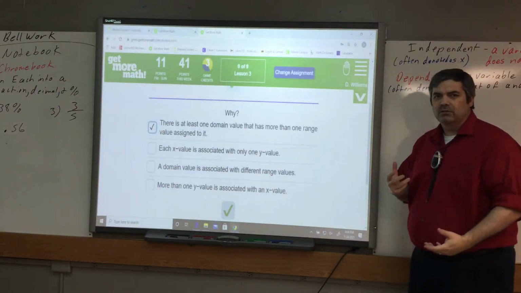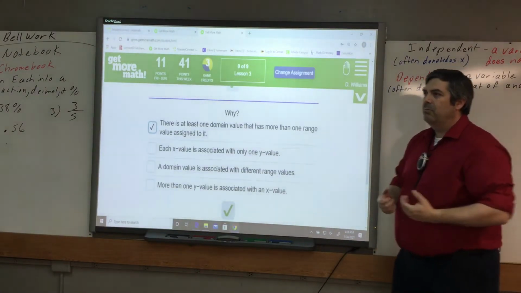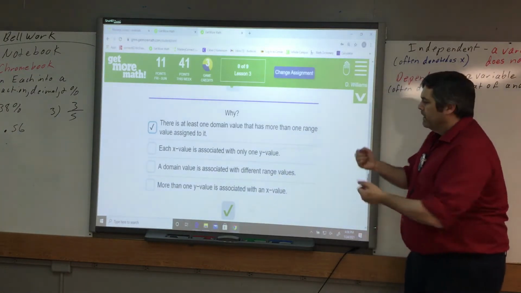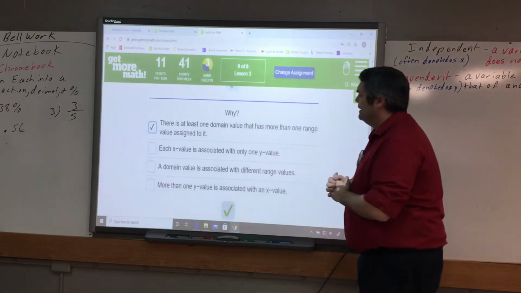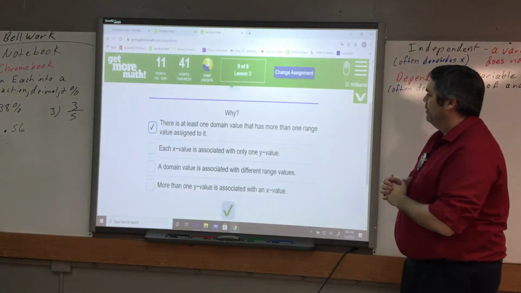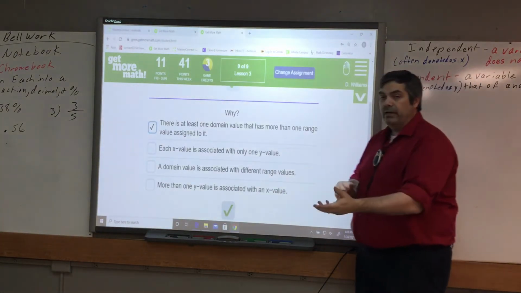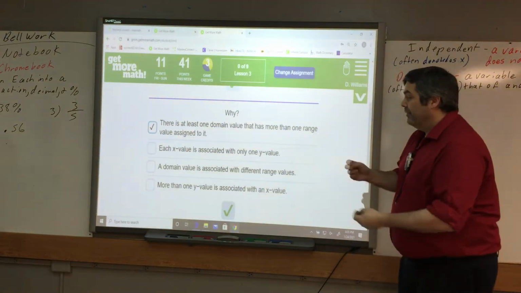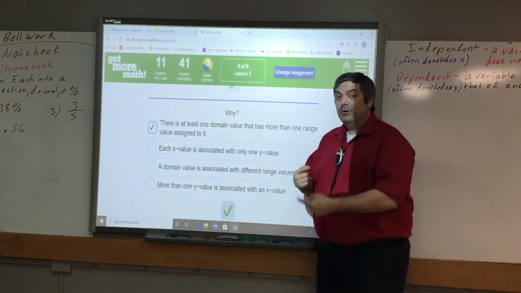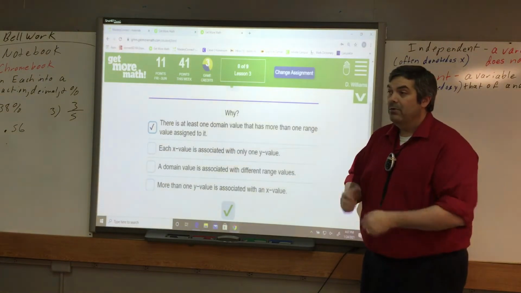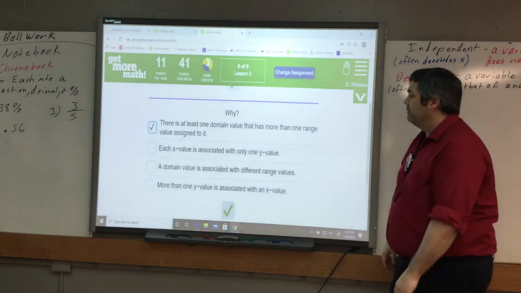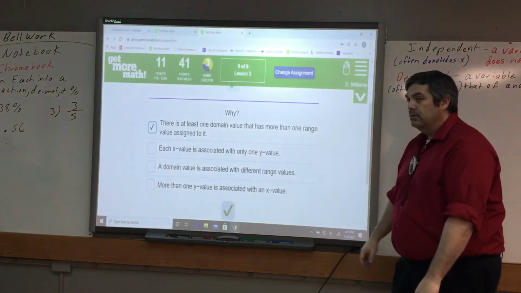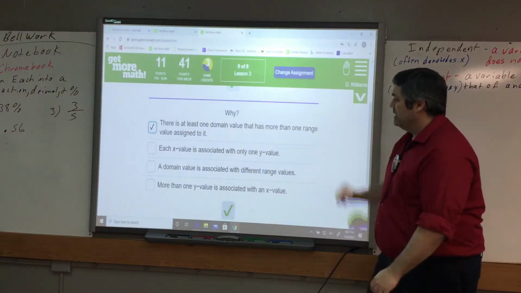Why is this a function? So basically, they're asking you to apply the definition to this. Now, let's read it. There is at least one domain value that has more than one range value. Well, domain is your x, range is your y. Now look, they're using these different terms in here, so you've got to know domain is your x, range is your y. Because if you don't know that, you're going to be looking going, yeah, that sounds good. Well, no, that's wrong. Okay, so it's not that one.